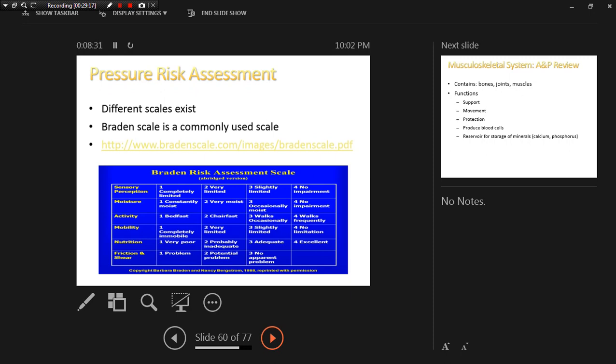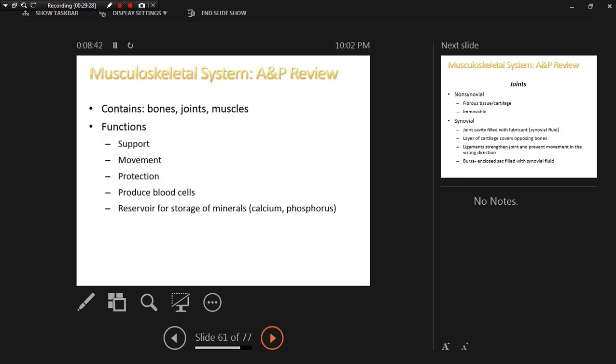And so depending on where they score on the risk assessment tool would determine the interventions that you perform to make sure the patient doesn't develop pressure ulcers. All right, so the musculoskeletal chapter, I would just take a look and review the joints, the bones, and the muscles if you just need a quick review.